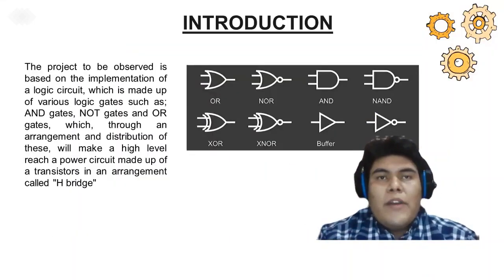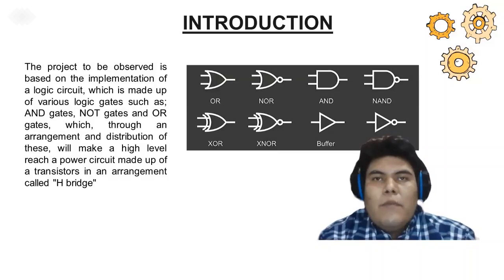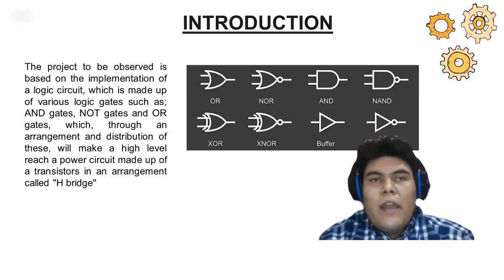Introduction. The project is based on the implementation of a logic circuit made of various logic gates such as AND gate, NOT gate, and OR gate, which through their arrangement and distribution will make a high level reach a power circuit made of transistors in an arrangement called an H-bridge. The purpose of the project is to be able to control the rotation of a motor with the use of logic gates and transistors through switches.